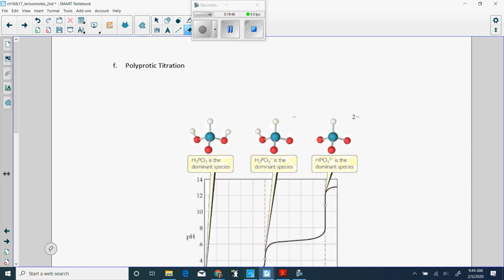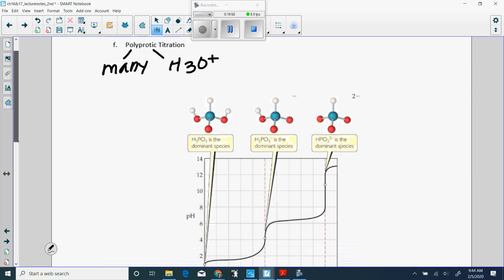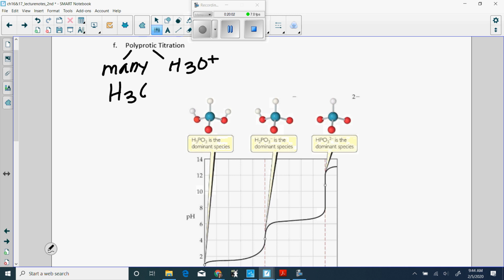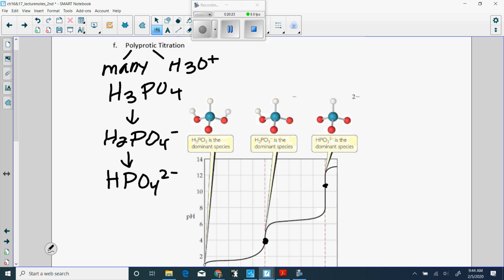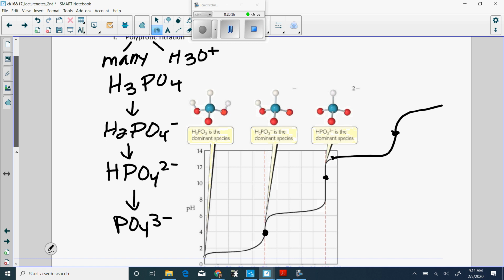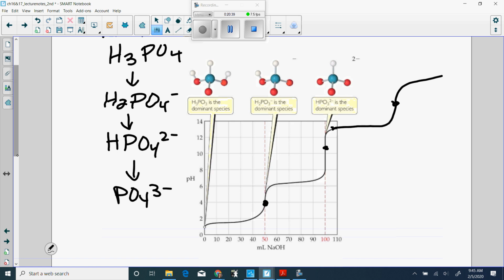And lastly, polyprotic. Poly means many, protic means protons. We learned that protons is really a hydrogen. When I have an acid that has more than one hydrogen, like H3PO4, it's going to lose them one at a time. And each time it loses one, it creates an equivalence point. And an equivalence point. And there would be another one for that third. So these graphs have three different equivalence points, one for each of those hydrogens being lost. You won't have to do math or anything for these.